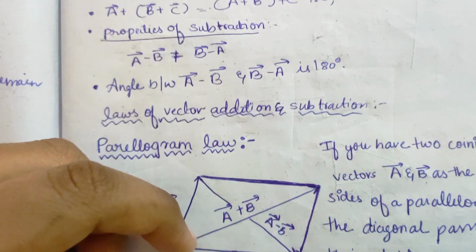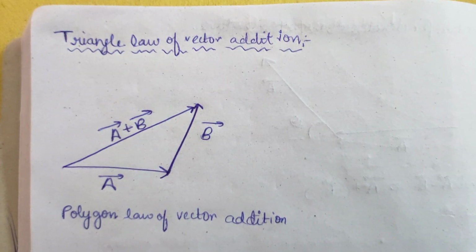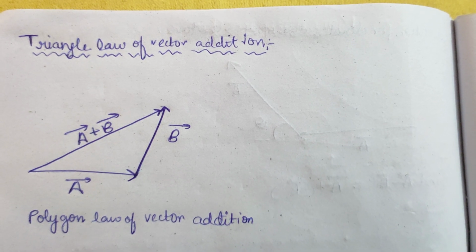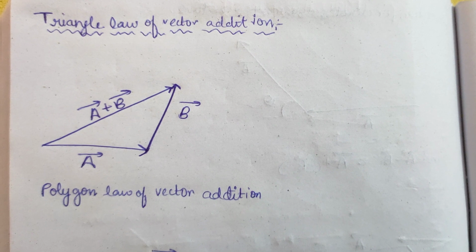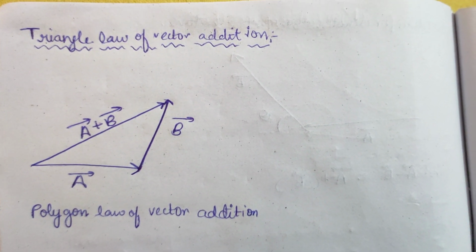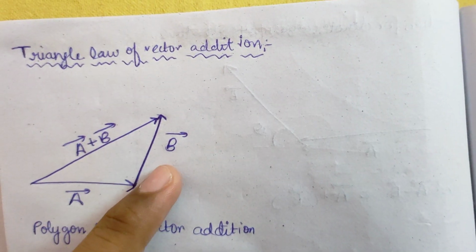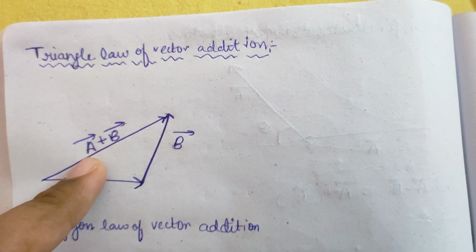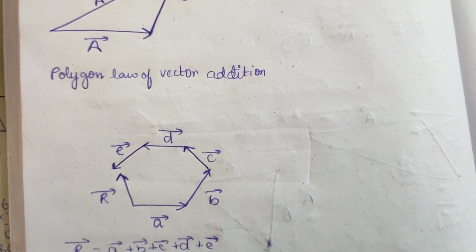Now let us move on to the next page. This is known as the second law of vector addition, the triangle law of vector addition. Here you can see the triangle. If a and b are given, then you have to draw a line so that we will get a plus b using Pythagoras theorem.